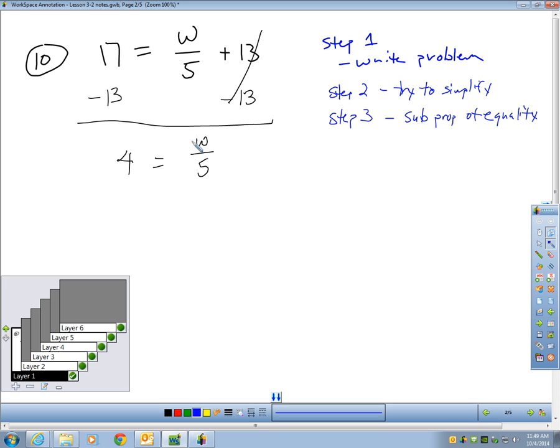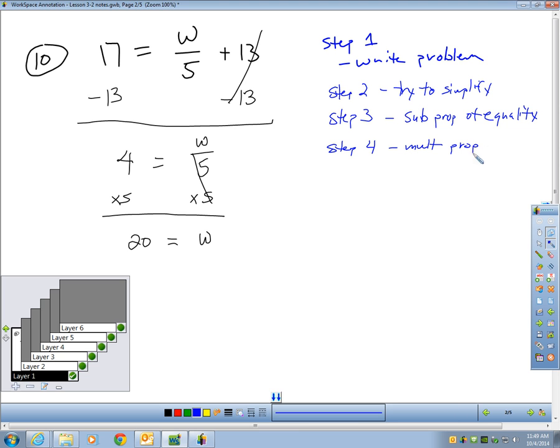So think about your onion. W is the center. The next layer is a divide by 5. To get rid of divide by 5, I need to multiply each side by 5. Divide by 5 times 5 cancel out, and I have W on the right. 4 times 5 is 20 on the left, and I just used the multiplication property of equality.